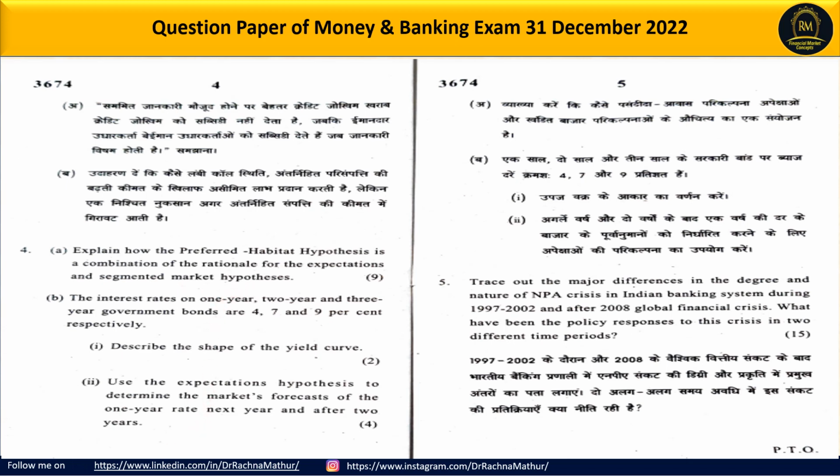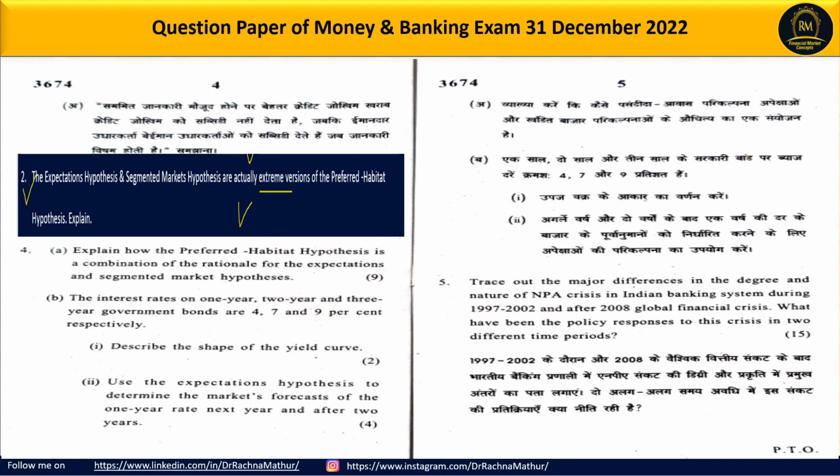So if you remember, I gave you the question number 2 of topic 3, the expectations hypothesis and segmented market hypothesis are actually the extreme version of preferred habitat hypothesis explained. And the question which came in exam was explain how preferred habitat hypothesis is the combination of expectations and segmented market hypothesis, and it was a 9-marker question.